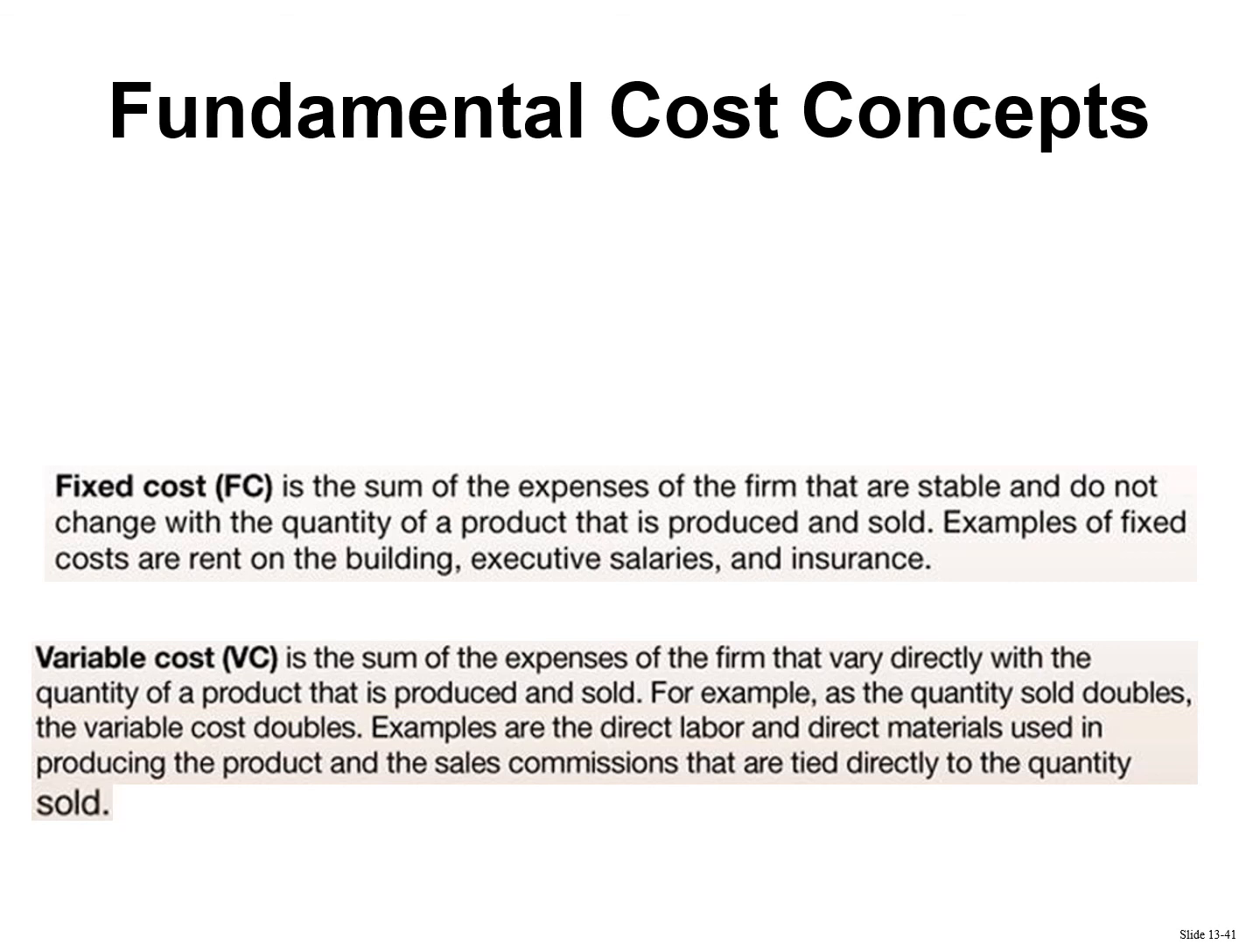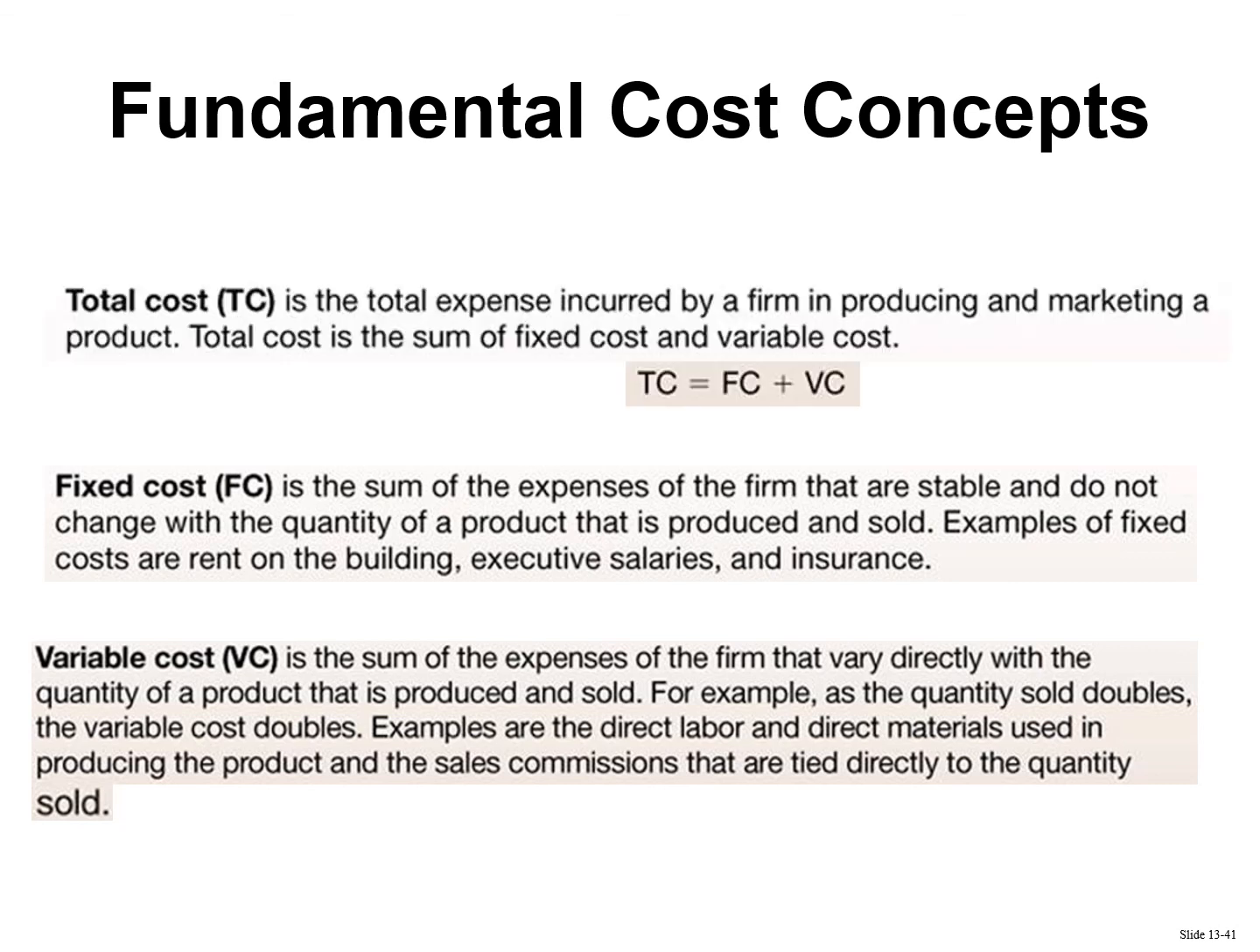The sum of expenses of the firm that vary directly with the quantity of a product that is produced and sold. Now, the total cost is a sum of fixed cost and variable cost. So this is the cost that is associated with producing and marketing of a product. And it's the equation you can see there, total cost is equal to fixed cost plus variable cost.